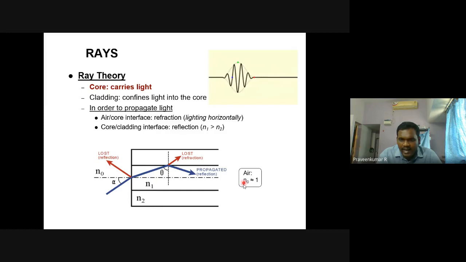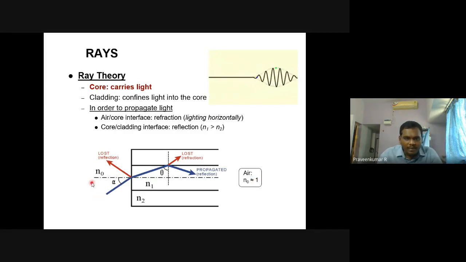And N naught, generally, previously I have told that N1 sin theta 1 equals N2 sin theta 2. So when you are applying Snell's law inside the core material or inside the fiber, N1 is core and N2 is cladding. Suppose when you are applying Snell's law in a wireless medium, N1 is the air medium and N2 is the other medium, such as a coaxial cable or some other medium. So that is the idea. But generally N0 is always taken as 1.